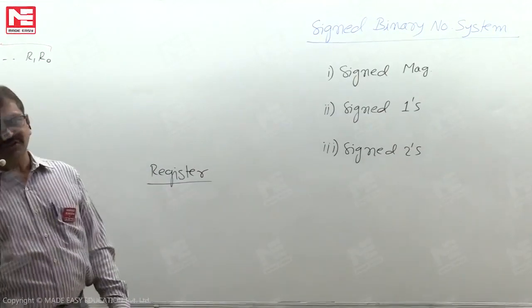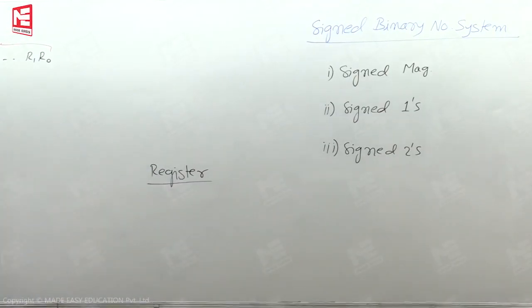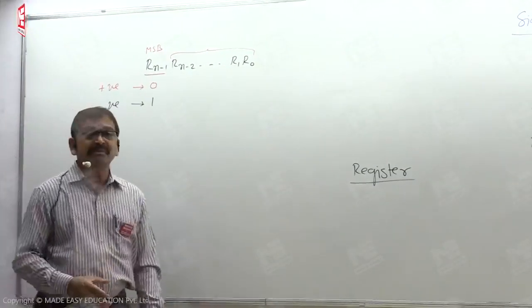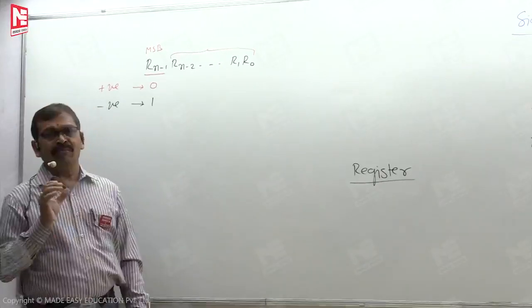In all these representations, whenever the most significant bit is 0, the number is positive. Whenever the most significant bit is 1, the number is negative. In all these notations, this is a common rule. And the remaining bits give information about the magnitude.